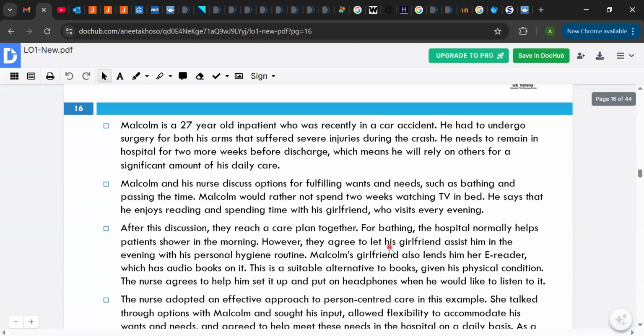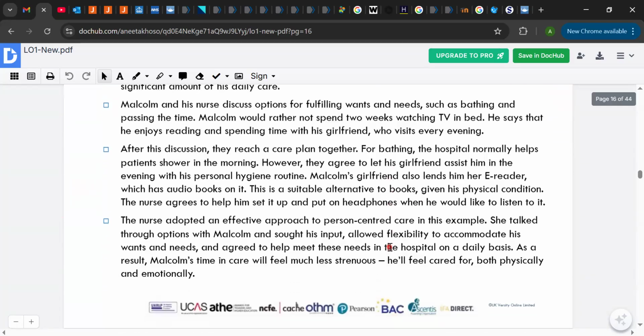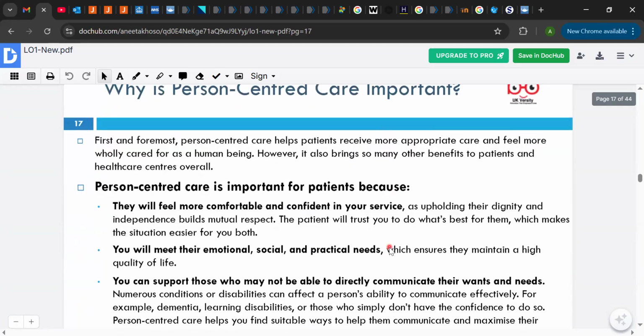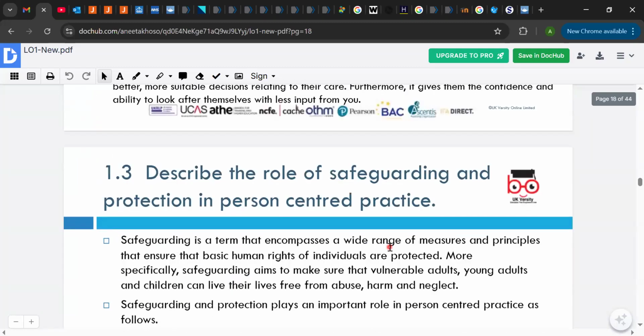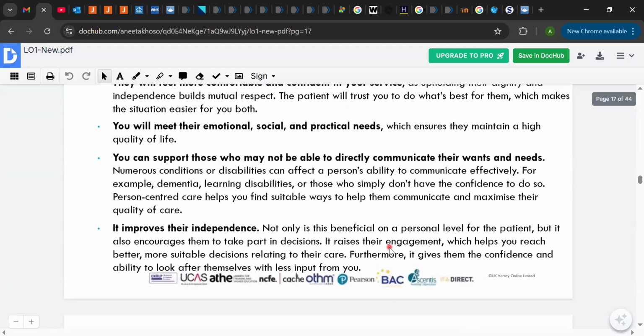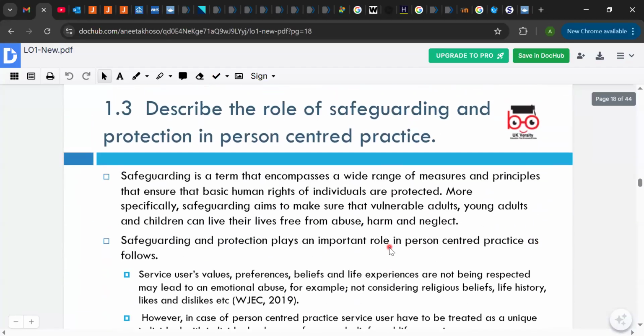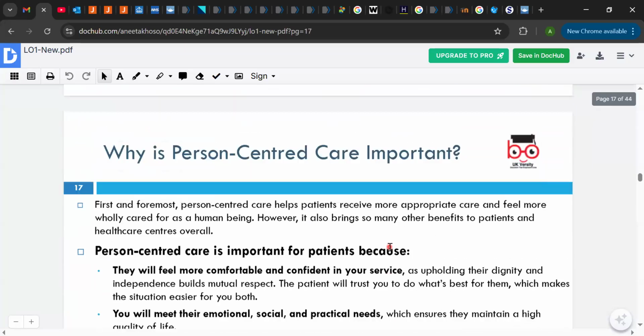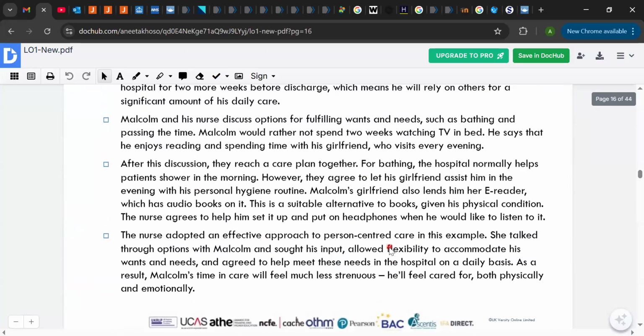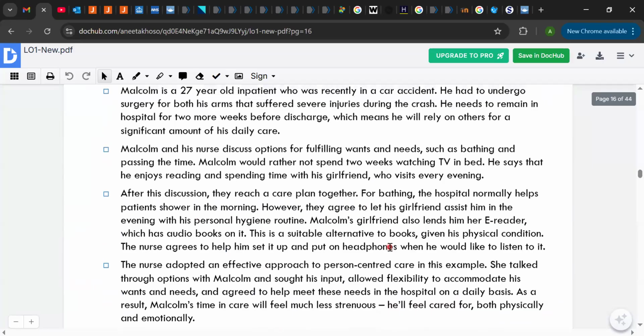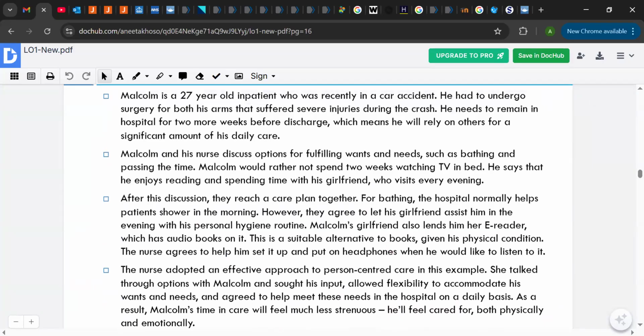An example of person-centered care is this. I will end on this slide, and we'll do safeguarding tomorrow. So this is an example of Malcolm. I'll give you this example. You can read it at home. Just read it at home and tell me, what do you think? How would you do it, and how would you do it any differently?